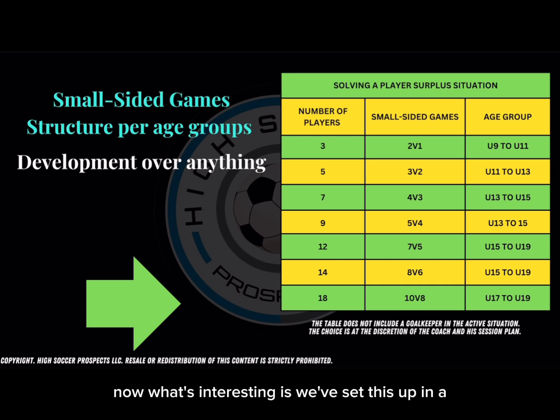Now, what's interesting is we've set this up in a way that it does not include a goalkeeper. So if you want to include a goalkeeper based on the coach's plan for his practice, then the number of players would increase to 4, 6, 8, 10, 13, 15, 19, as an example. Now, this is how you solve a player surplus situation.